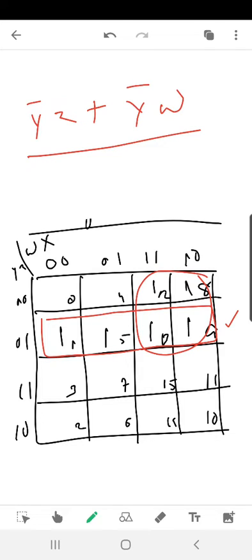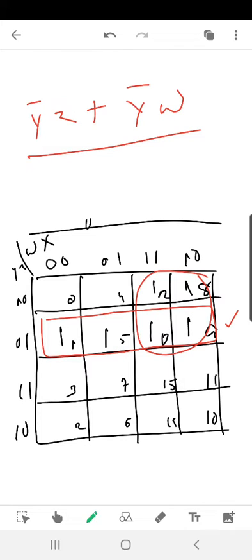Okay, now we need to implement this function using our 3:8 decoder. Fine. This is the form that we have, y bar z plus y bar w. But to implement this function, since this is not a canonical form, first of all we will require our canonical form, and then we will implement our function.